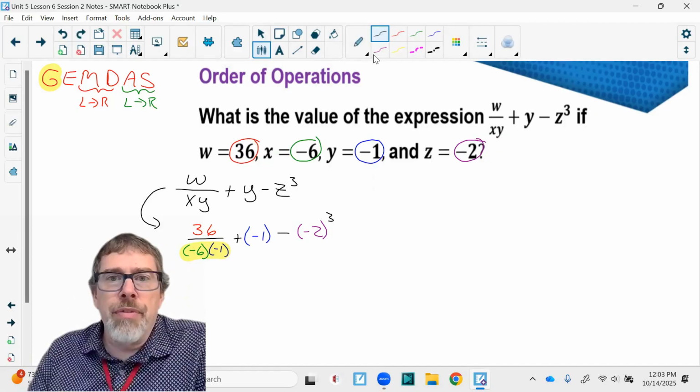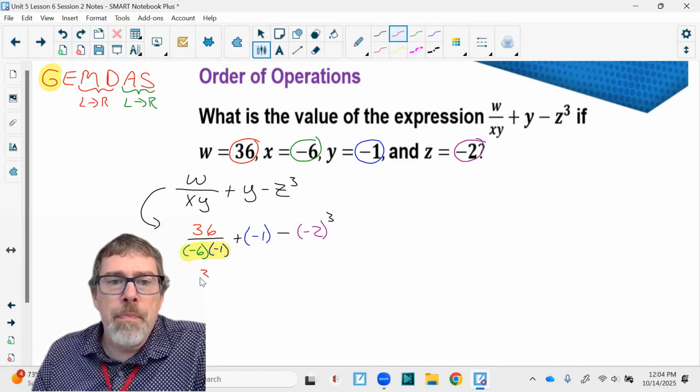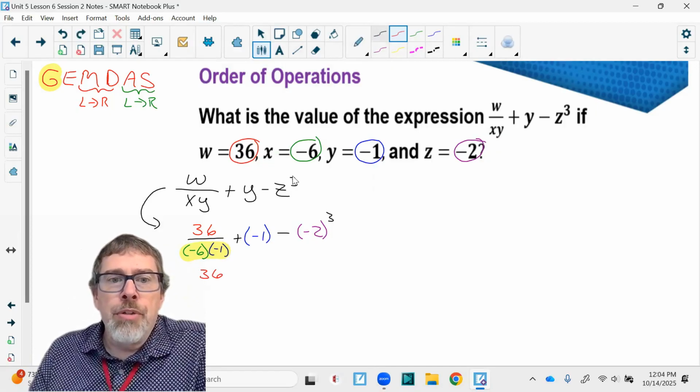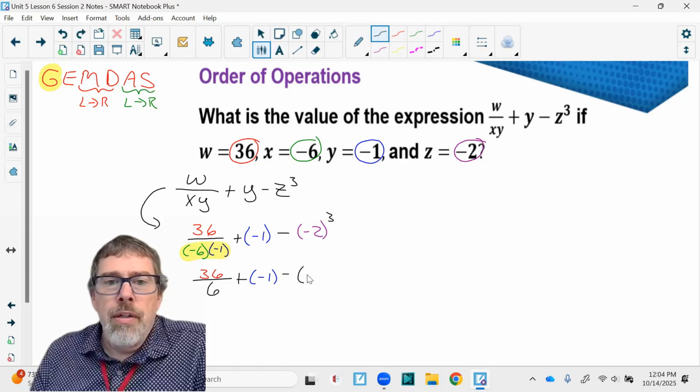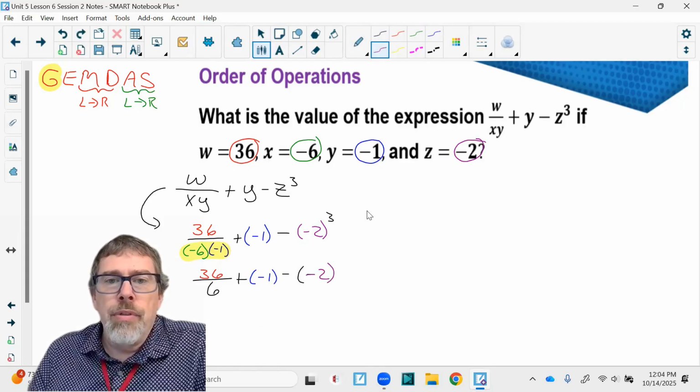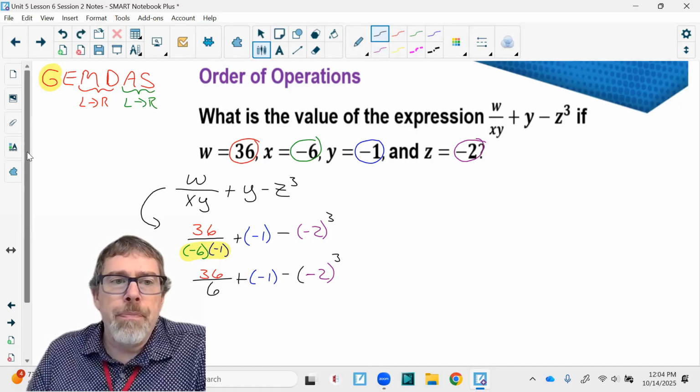So we're going to just leave 36 as is, and then we're going to simplify. A negative times a negative is positive. 6 times 1 is 6. Okay? And then we're going to do plus -1 minus -2, and that is going to be cubed.